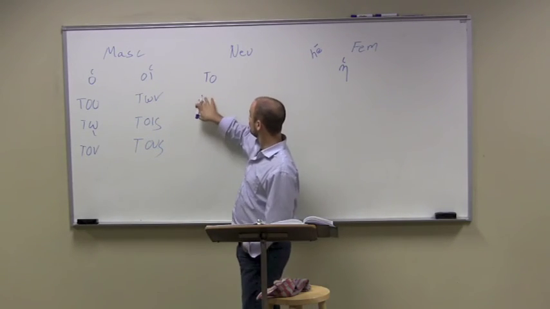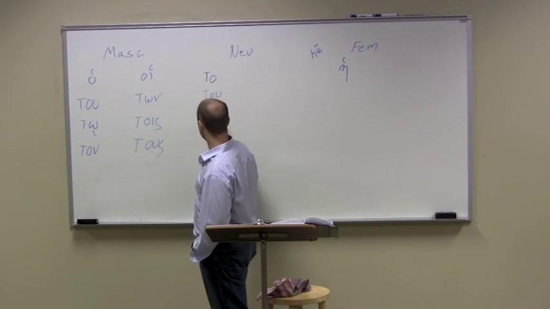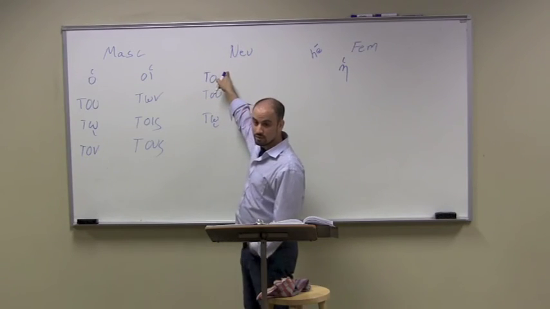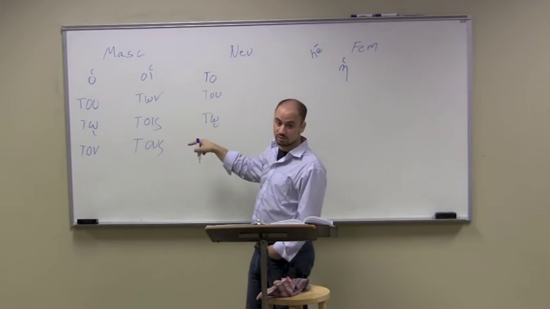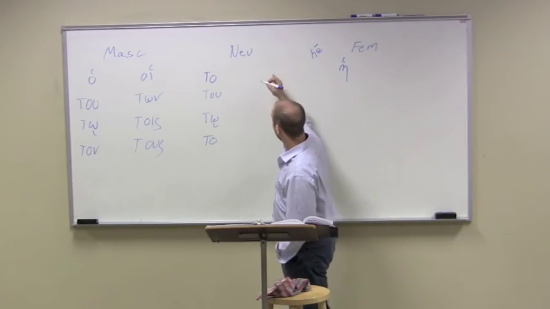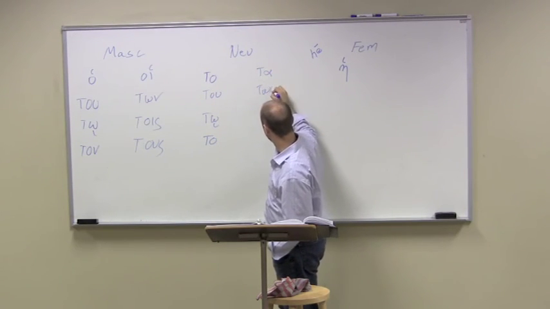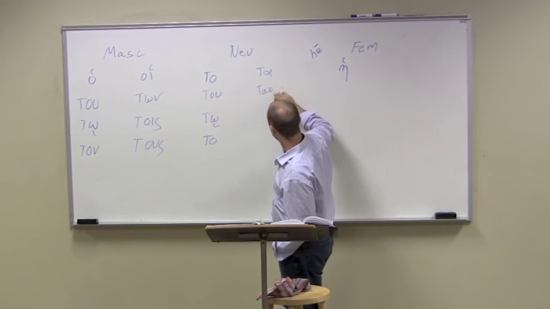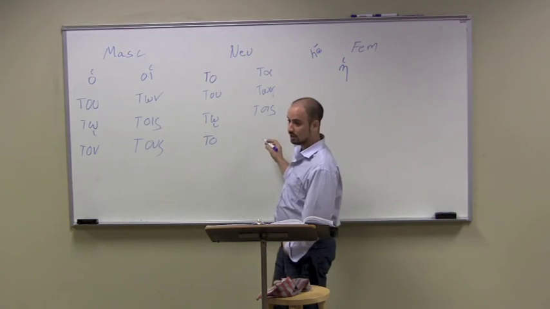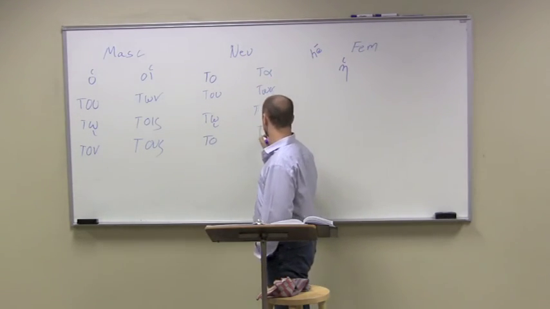For your neuter, your ending here was ou. So it's tou. Your ending was o, so it's to. And your nominative and your accusative are always the same in your neuter, so it's just to. A was your ending, so it's ta, ton, because on was your ending. Ois was your ending, so it's tois, and the nominative and the accusative are always the same, so it's ta.